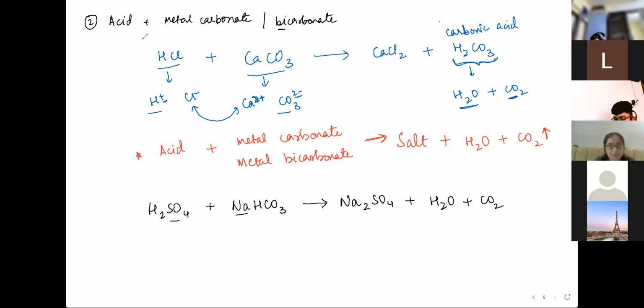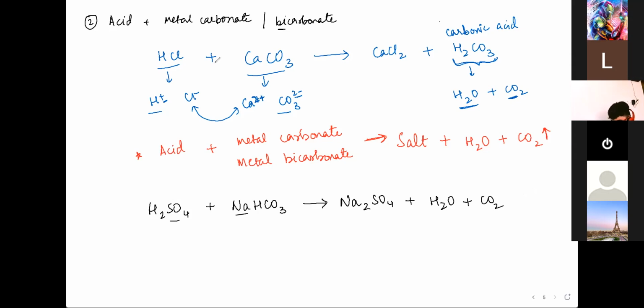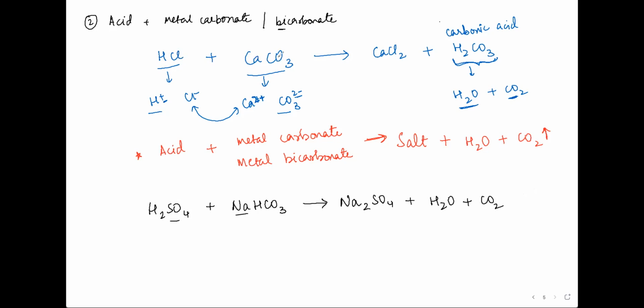Do you know the reaction between acid and metal carbonate or bicarbonate? Are you familiar with this equation? Do you understand the concept of it? Yes, ma'am. We discussed only that much. If we make an acid react with either a carbonate or a bicarbonate, this is how the ions react with each other. From the acid you get H plus and the anion, and from the carbonate you get the metal cation and carbonate anion.